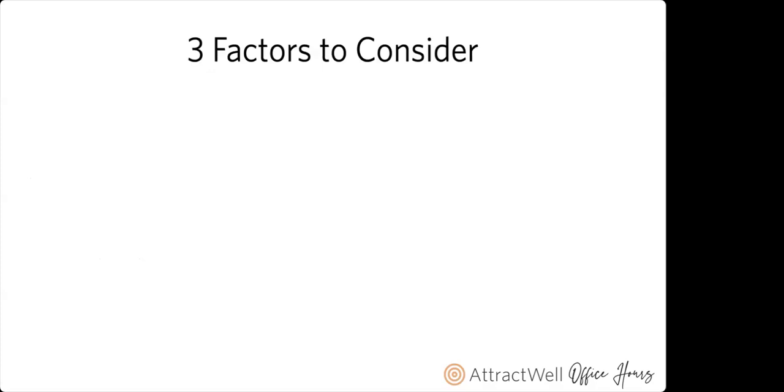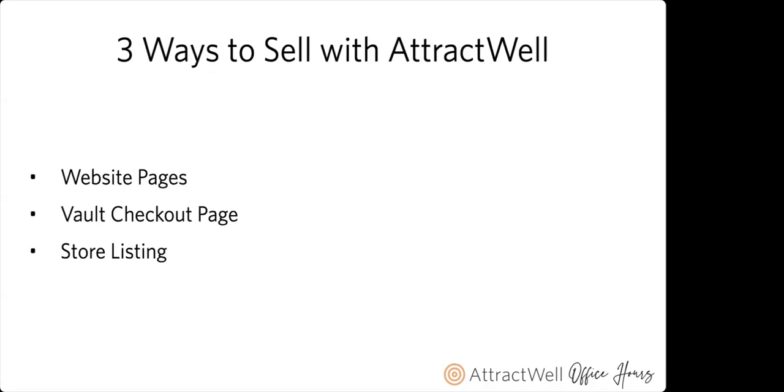So if you are selling something, there are 3 factors that we want to consider as we decide what tool we're going to use, right? Now, what I just described to you are the three mechanisms, right? So you can use pages, you can use a vault checkout, or you can use a store listing.